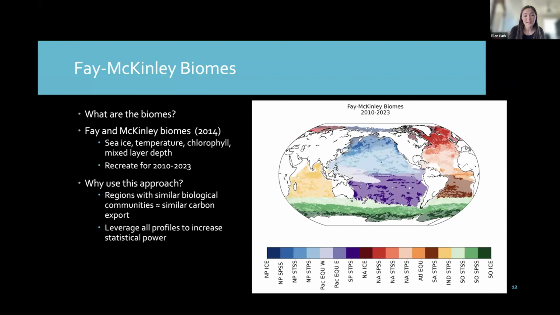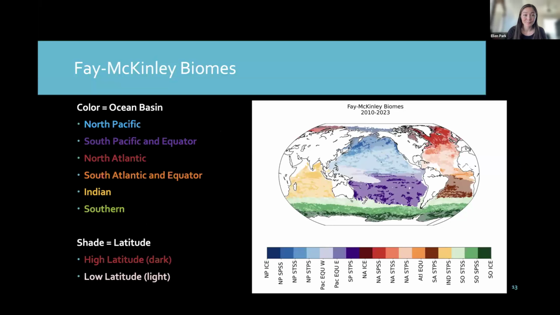So here I recreated these yearly biomes from 2010 until 2023. And you can see all 17 different biomes on the map on the right. The reason that we want to use this approach is, as opposed to looking at individual floats and saying they're representative of an entire region, we want to group float profiles that fall within similar biological communities that probably have similar carbon export processes, so we can use all of the floats and increase our statistical power.